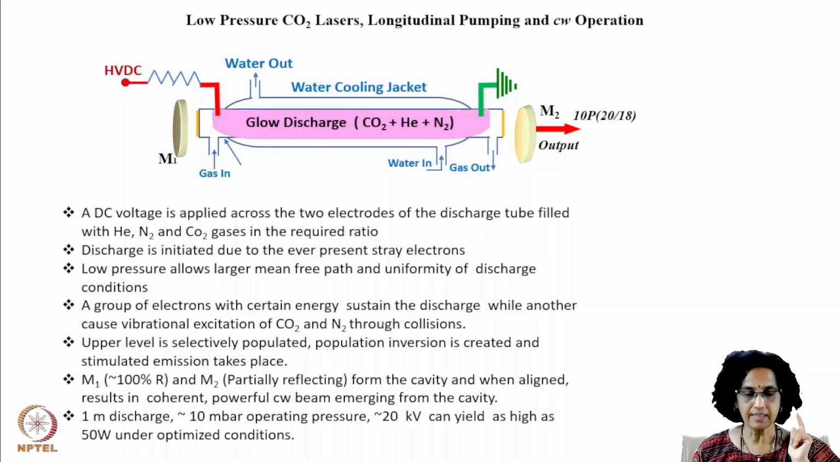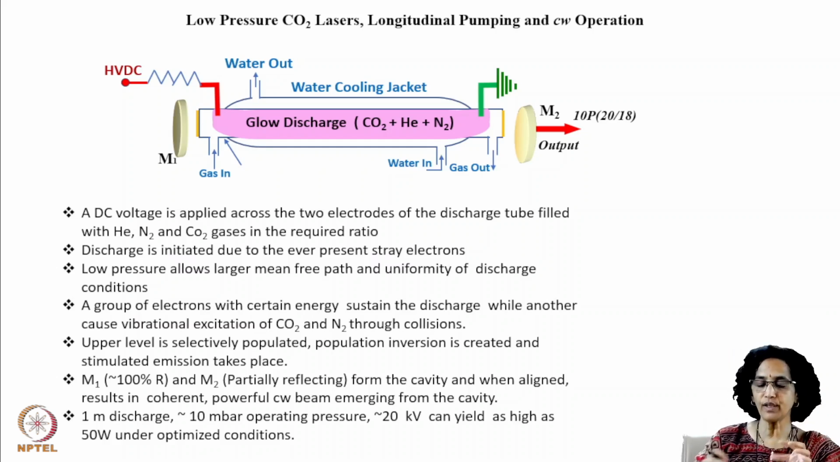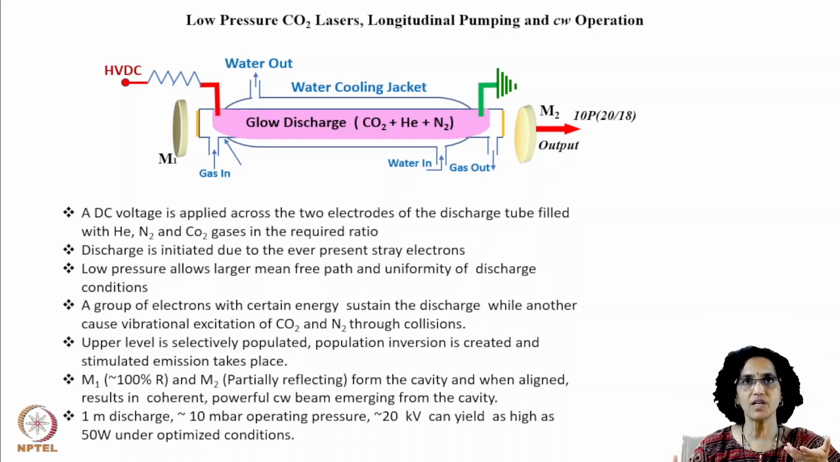So in the last class, we touched upon the operation of low pressure CO2 laser, where the gas pressures can be of the order of 10 to 15 to 20 millibar, and a longitudinal discharge is what is affected. And normally one sees the glow discharge because the mean free path, which is inversely proportional to the pressure, is quite large, and therefore the possibility of instabilities or constrictions are very less, and one normally sees a glow discharge.